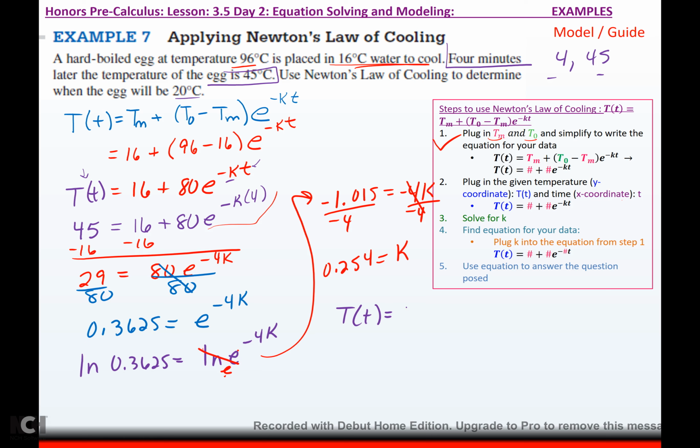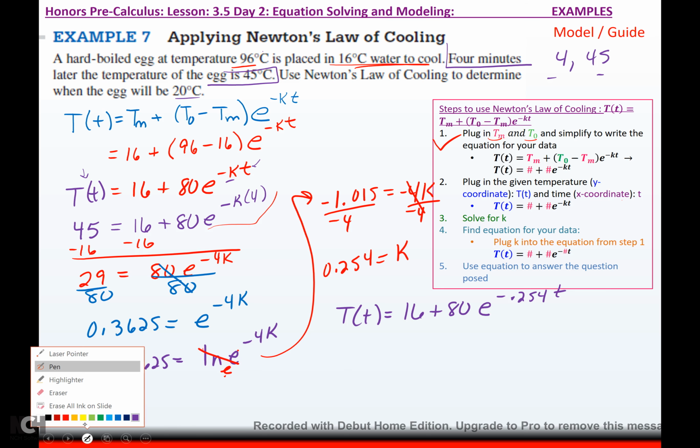So now if I write my function with my k plugged in, the final temperature will be 16 plus 80e to the negative 0.254t. Yes? So there's my function for how fast that egg is going to cool. So now I can figure out how much time. I knew it took 4 minutes to get it down to 45 degrees. Now they're asking me how much time it is going to take for it to cool down to 20 degrees.